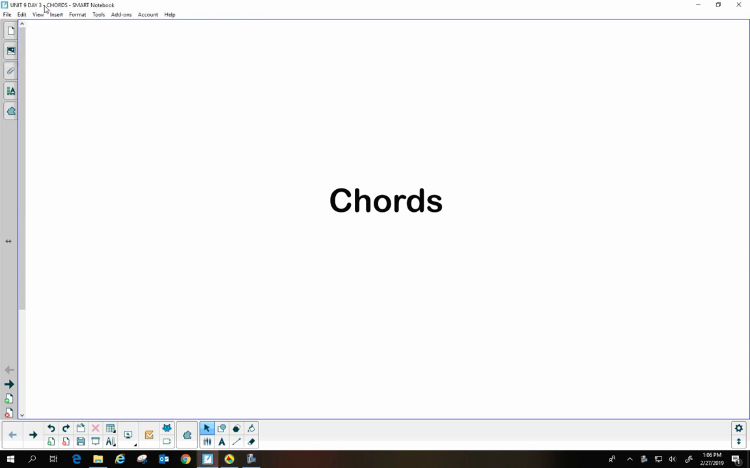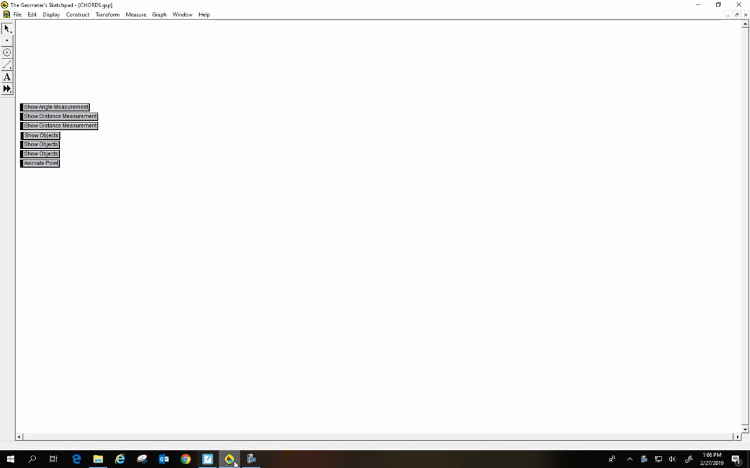Today we're going to talk more about chords and another special relationship that exists when two chords intersect in a circle. I'm going to use my sketch pad to show you. I have a circle here.